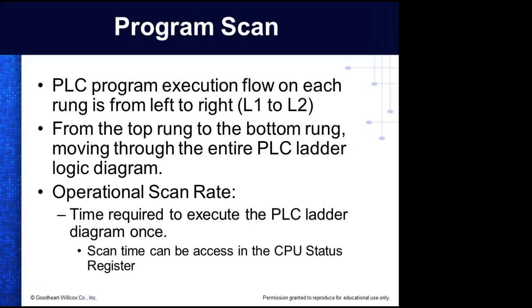A PLC execution flow on each rung is from left to right, from the top rung to the bottom rung, moving through the entire PLC ladder diagram. Operational scan rate, the time required to execute the PLC ladder diagram once. We call this the scan time. And we can access this in the status register, so I can show y'all where we do this. It shows how long it takes the PLC to scan through your program one time.